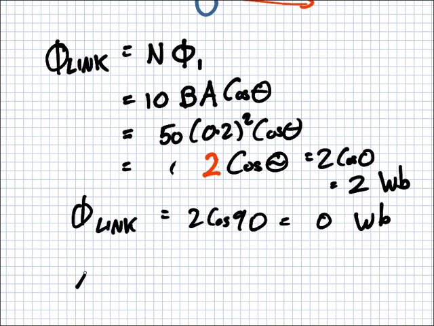So now I want you to calculate the change in the flux linkage. So it goes 0 to 2. So the answer is minus 2 Webers. Oh, sorry, I wanted to calculate the time. Okay.